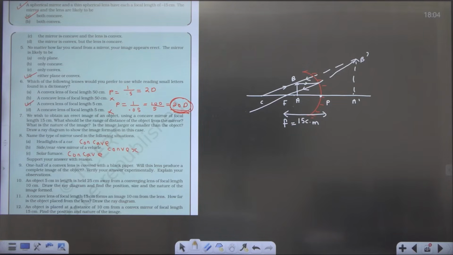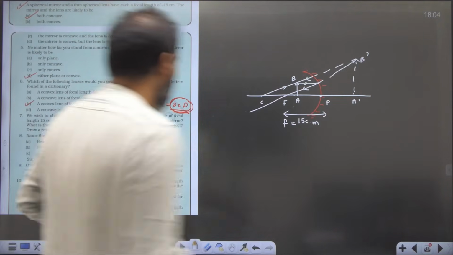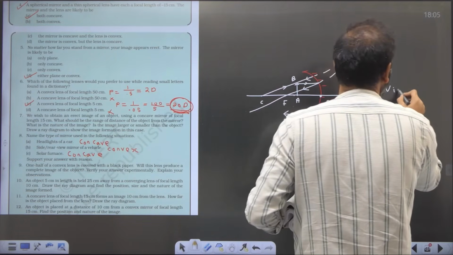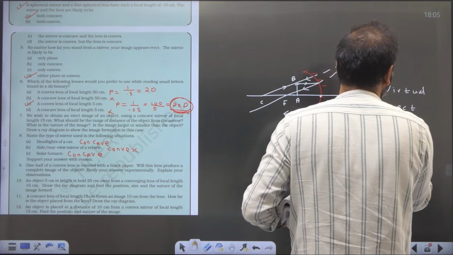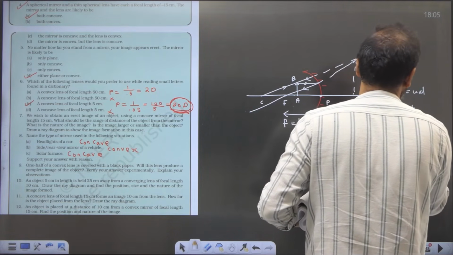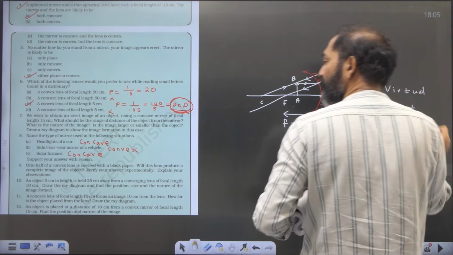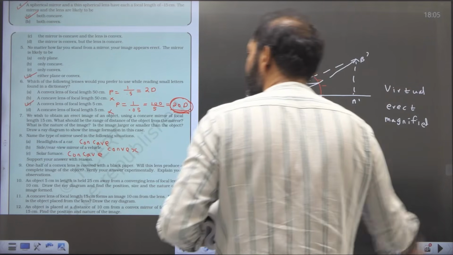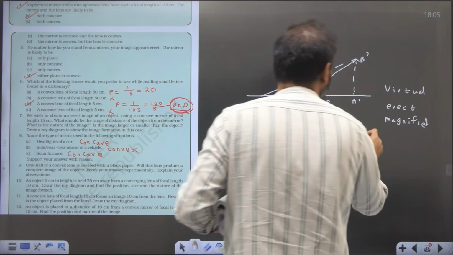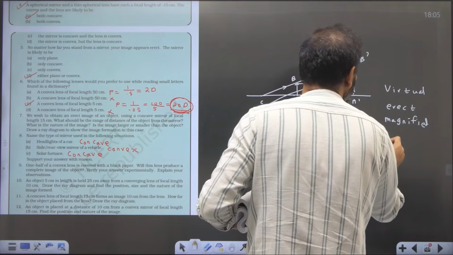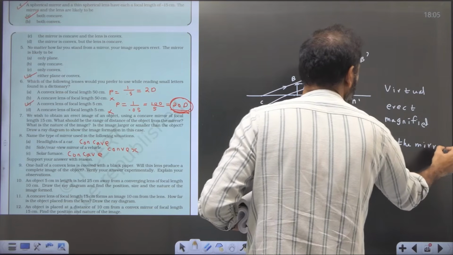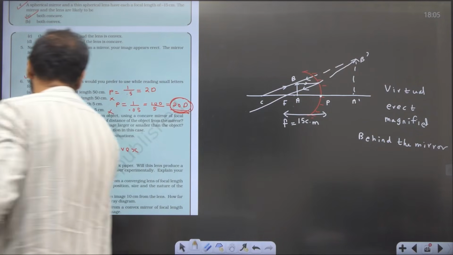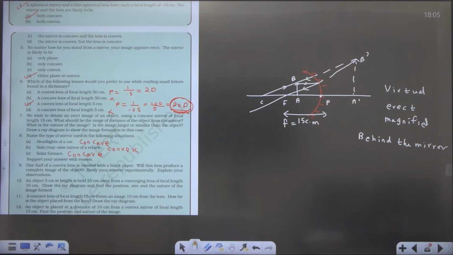What is the nature of the image we are getting? Virtual, erect, magnified. Is the image larger? Yes, magnified. What is the position? The image is formed behind the mirror. Okay, draw the ray diagram we have done.